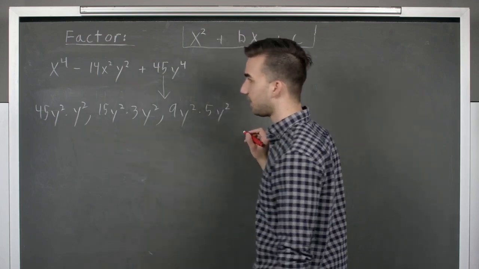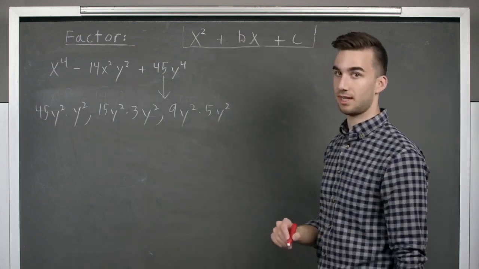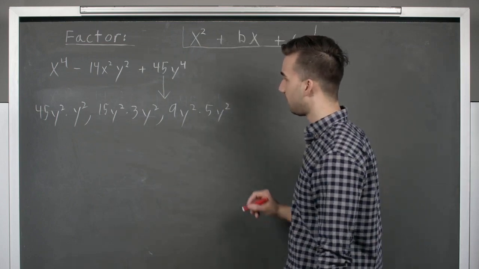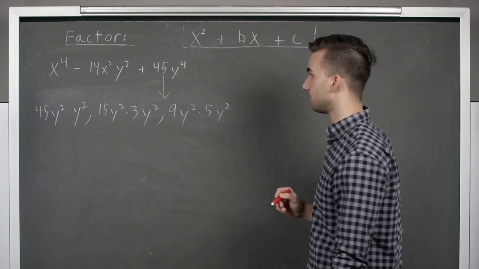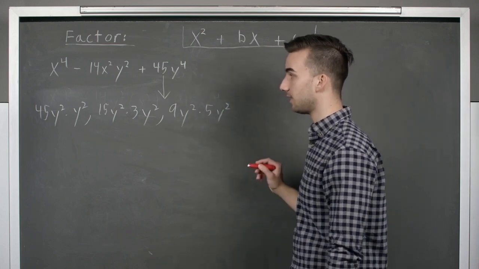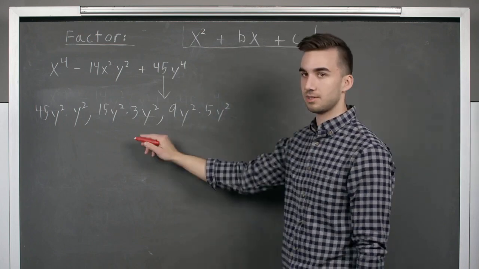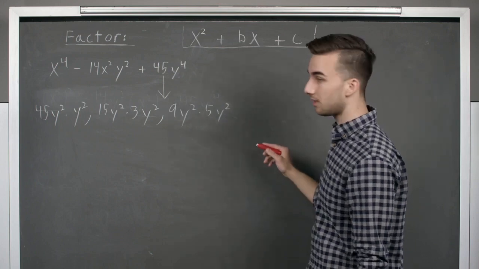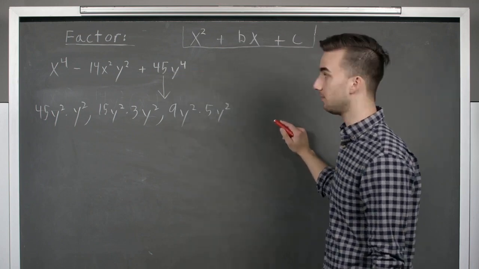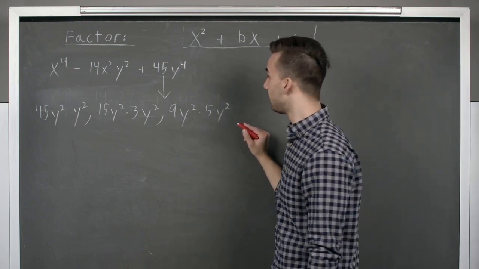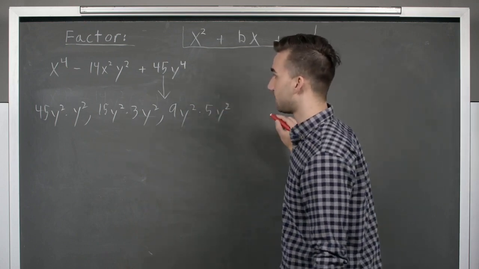And I'll say it again here. This is why it's important to have your multiplication tables memorized, because manually trying to figure out what the factors of 45 are, if you didn't have it memorized, would take a lot more time. So if you still haven't memorized your multiplication, you might want to do that right now. But let's go ahead and go to the next step.